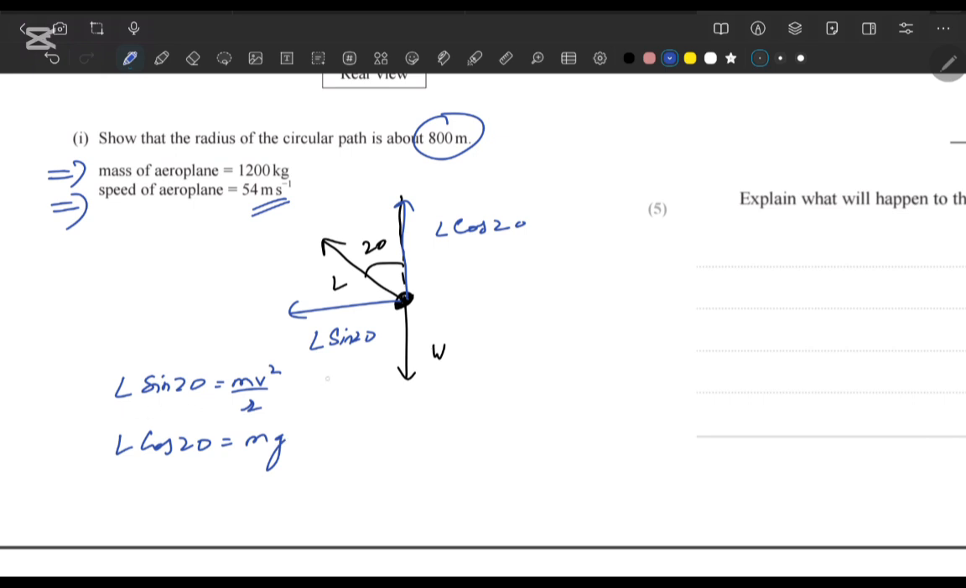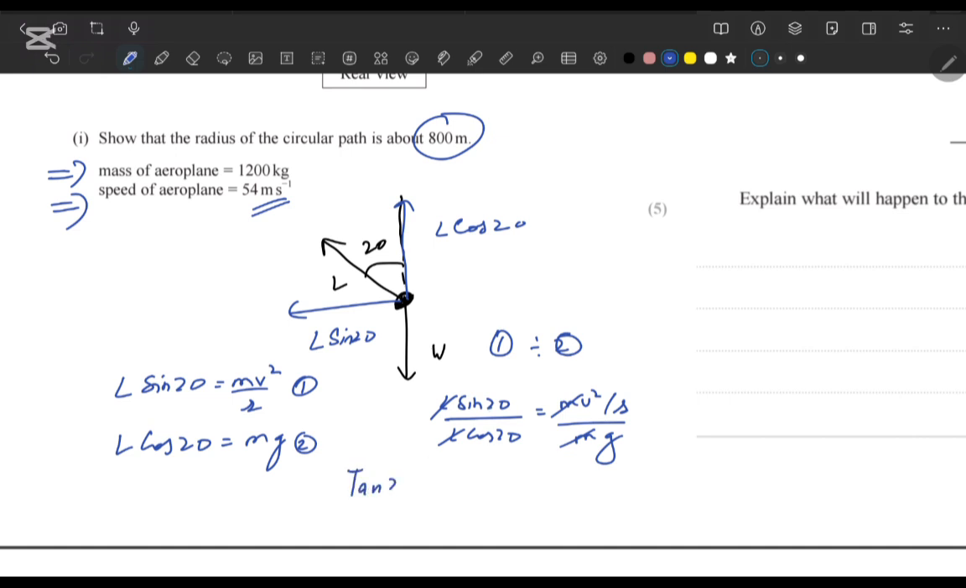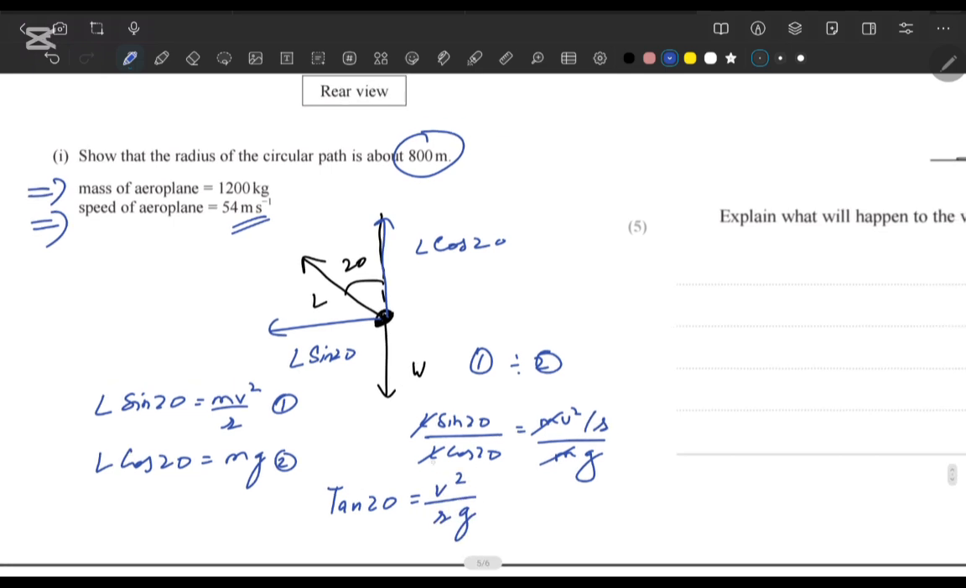We can divide both the equations. So this is equation 1, equation 2. Divide both the equations. We're going to get L sin 20 over L cos 20 equals mv squared over r, and then mg. Cancel the m, cancel the L. Sin 20 over cos 20 is tan 20, which equals v squared over rg.